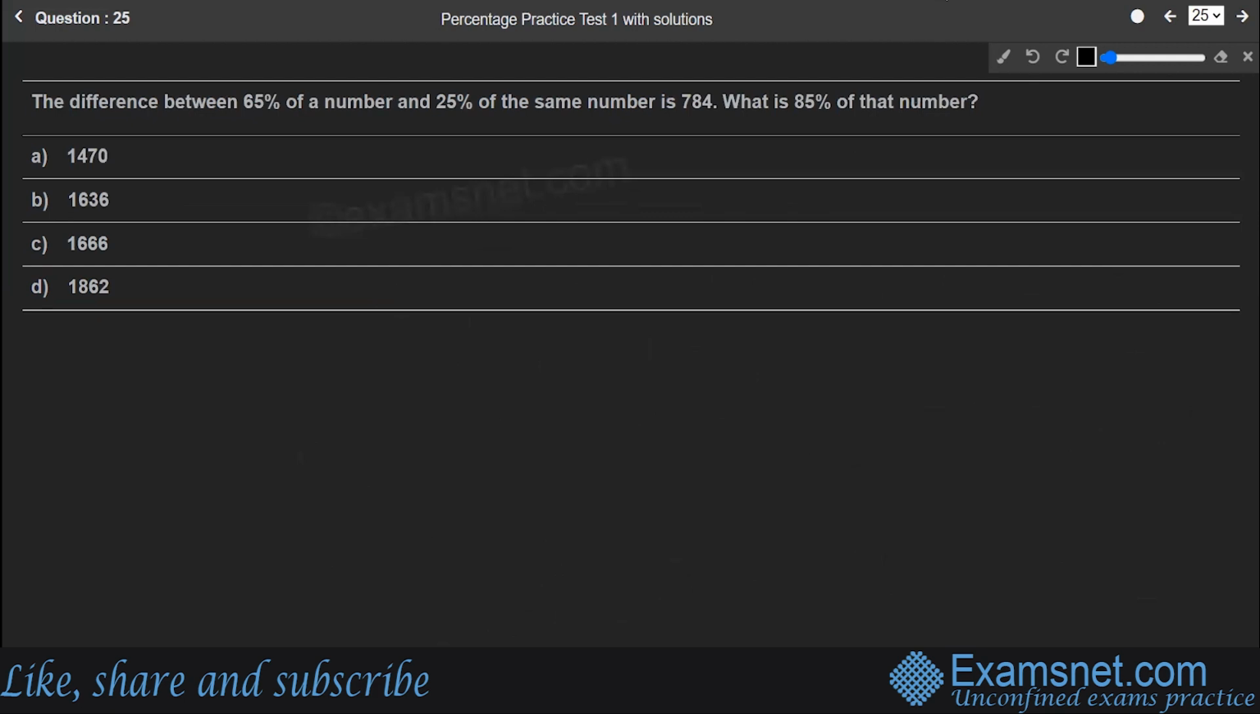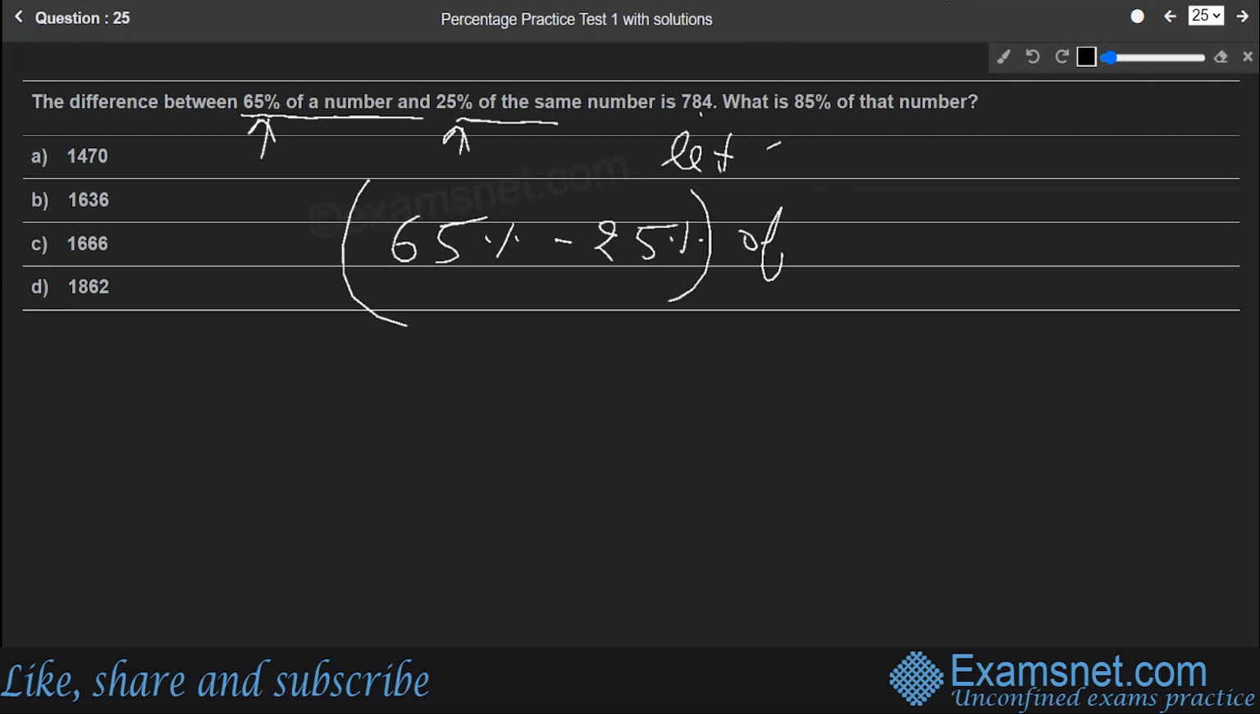Next, he says the difference between 65% of a number and 25% of the same number is 784. What is 85% of that number? In this type of question, they are not actually asking for the number, rather they're asking for 85% of the number. So we can apply a shortcut so that we don't have to calculate the original number. How can we do that? He's saying the difference between 65% of a number and 25% of a number. So we can write 65% minus 25% of the number. Let the number be x. Of the number x is equal to 784. This is what the expression says.